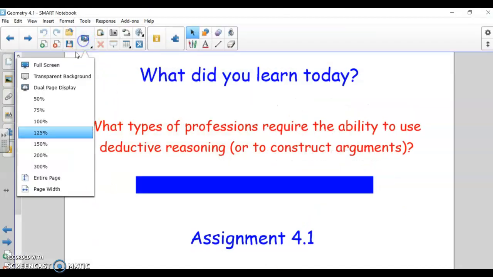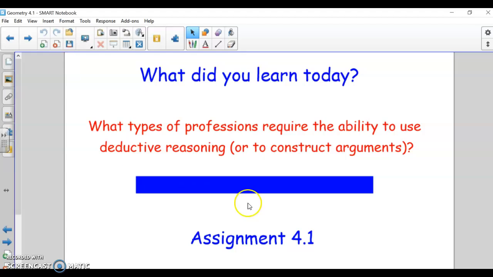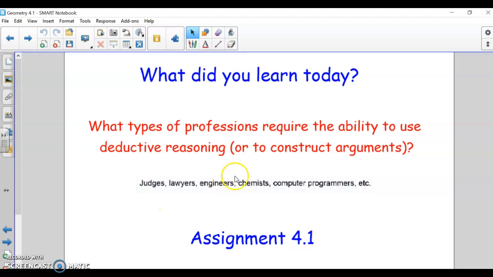All right, and then the last thing is, what types of professions do you think use deductive reasoning? And this is what I kind of already said about detectives and lawyers, engineers. Here's just computer programming, etc.